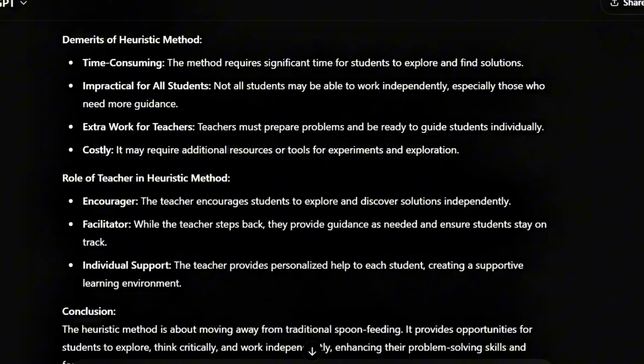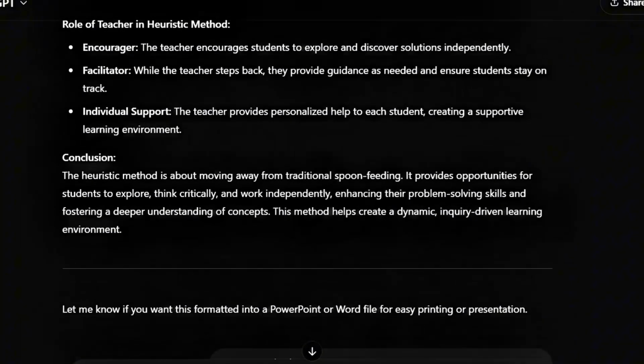Role of teacher in heuristic method. Encourager. The teacher encourages students to explore and discover solutions independently. Facilitator. While the teacher steps back, they provide guidance as needed and ensure students stay on track. Individual support. The teacher provides personalized help to each student, creating a supportive learning environment.